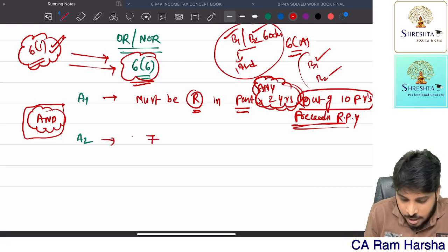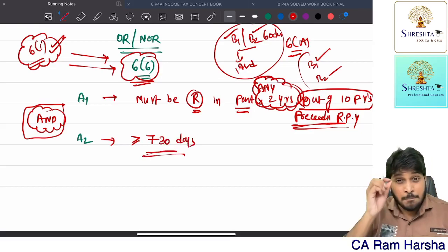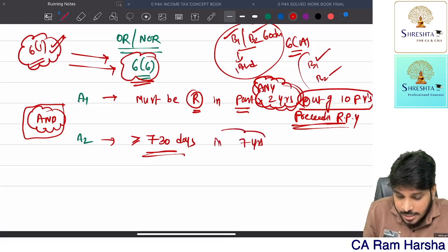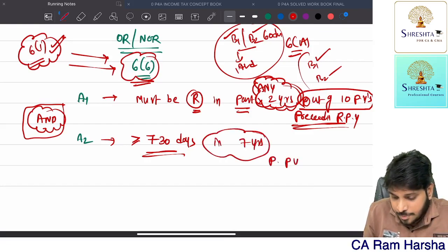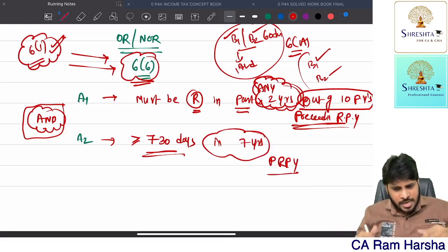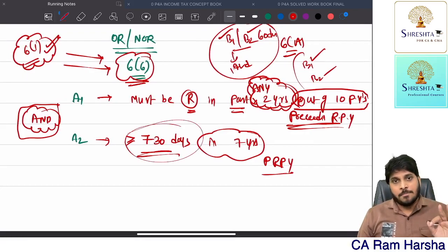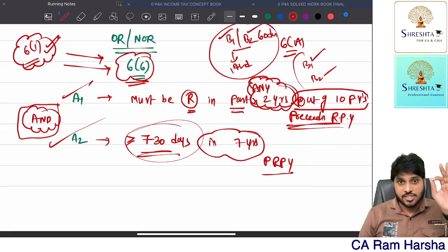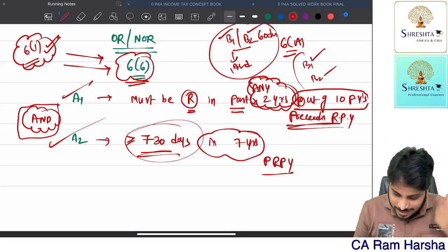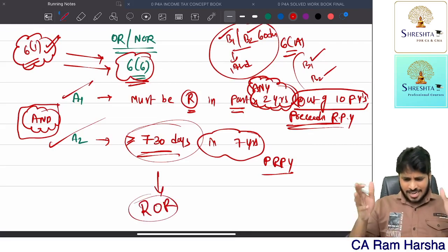He must stay more than or equal to 730 days, a minimum of 730 days in the past 7 years preceding the relevant previous year. Ignore the current year; in the 7 years before, he must have been in India for 730 days. If both these conditions are satisfied, then that person is treated as resident and ordinarily resident.